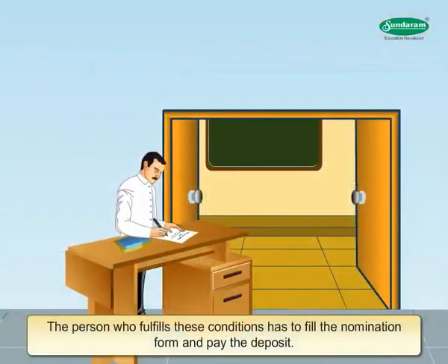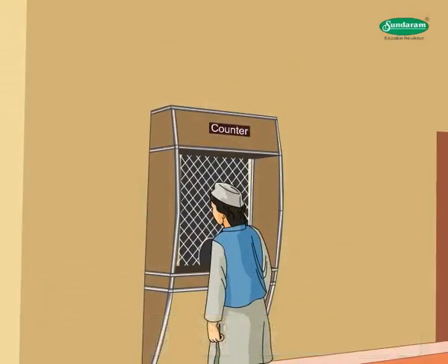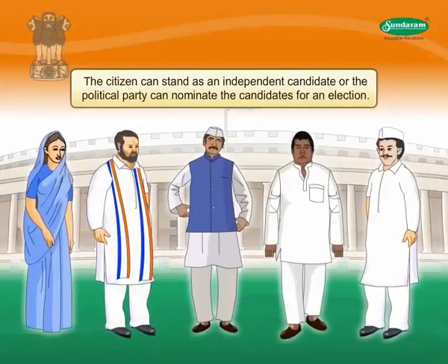The person who fulfills these conditions has to fill the nomination form and pay the deposit. The citizen can stand as an independent candidate or the political party can nominate the candidates for an election.